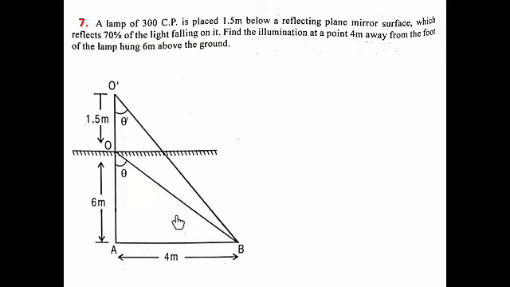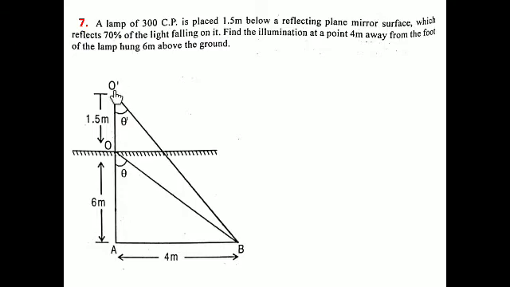Then find the illumination at a point 4 meters away from the foot of the lamp, where the height is 6 meters. So the height value is 6 meters, and the horizontal distance from the foot is 4 meters. So this is the diagram defined from this content.